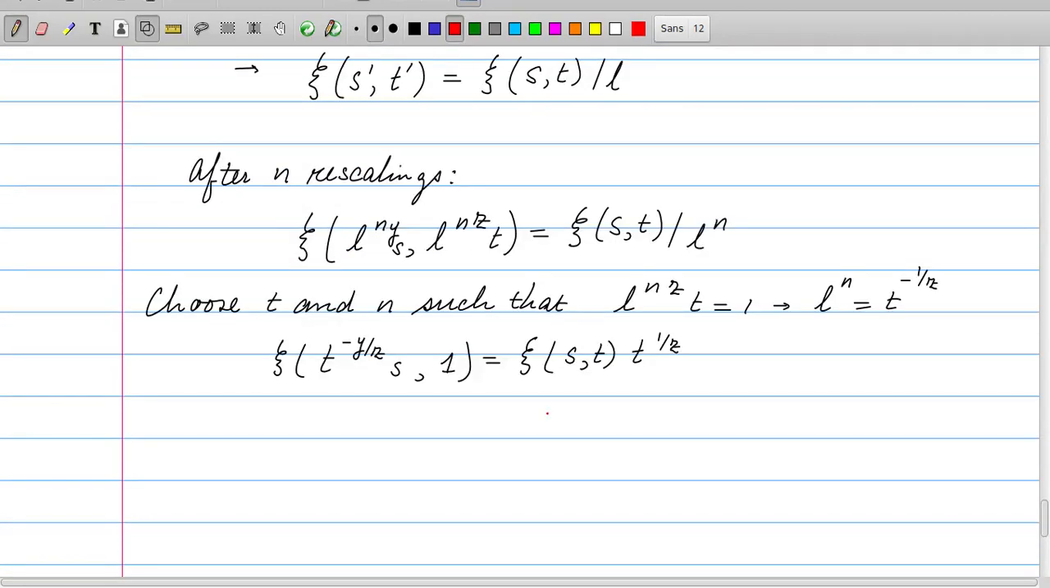Then I can conclude the following: because L to the power n can be written as t to the power minus 1 over z, I can put this t to the power minus 1 over z raised to the power y in front of s, and then here I have 1 because L to the power nz t was taken to be 1, and that's xi for an arbitrary s and t times t to the power 1 over z, where the last term derives again from this relation. L to the power n is t to the power minus 1 over z.